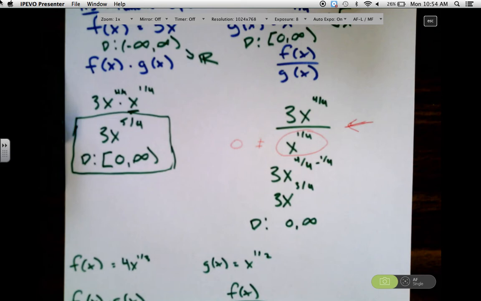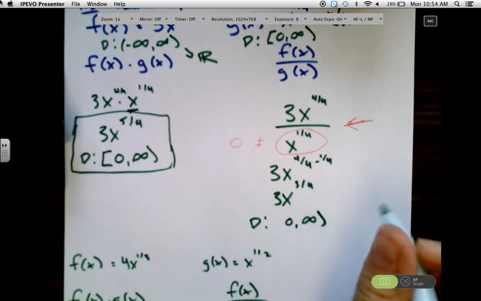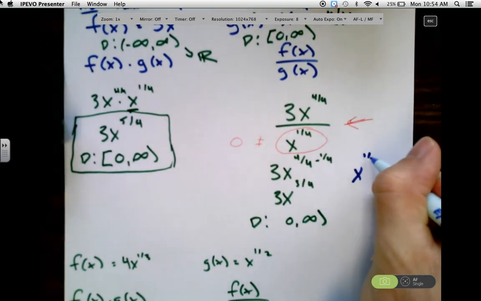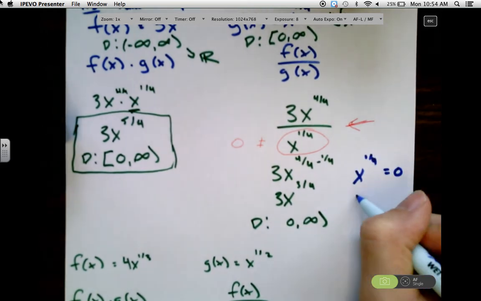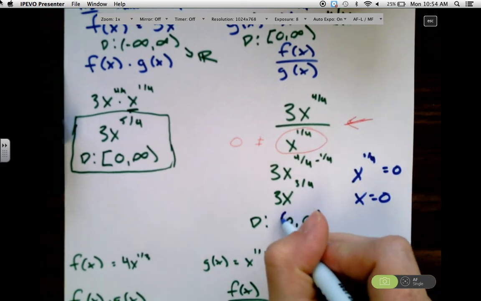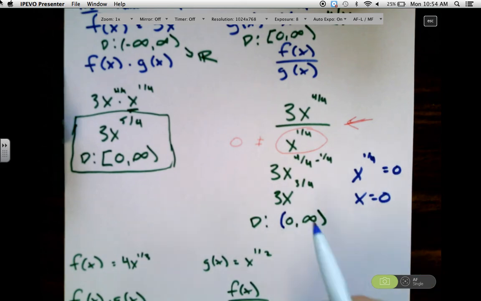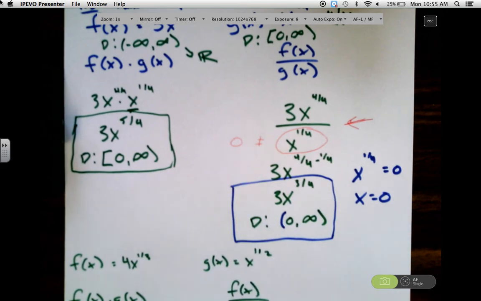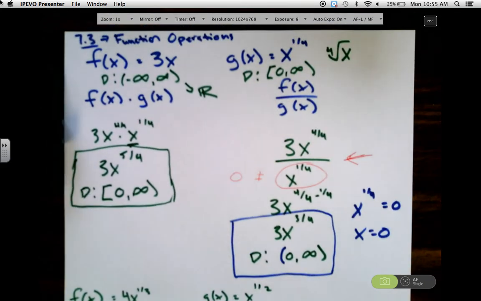Doesn't make much sense. So looking at that, instead of it just being 0 to infinity, now I also can't have 0, because if I solved x to the 1/4 equals 0, I'm going to get x equals 0. So if I plug in x equals 0, that can't happen. So instead of having the square bracket, I'm going to have the parenthesis here. That's why it's always going to be important to look at what we're talking about here. With division, I can't have 0 in the denominator, so I'm going to have to make an additional restriction on my domain.